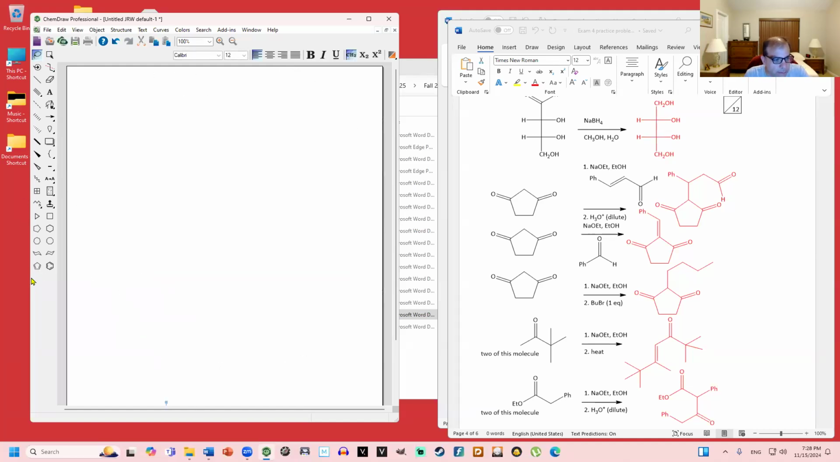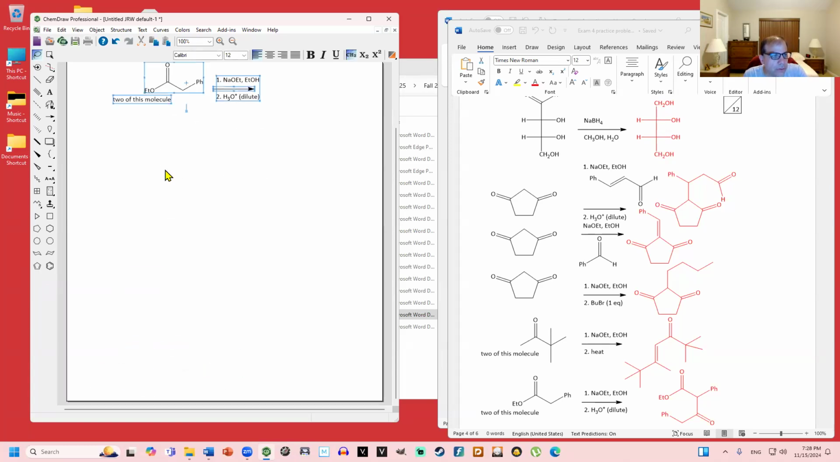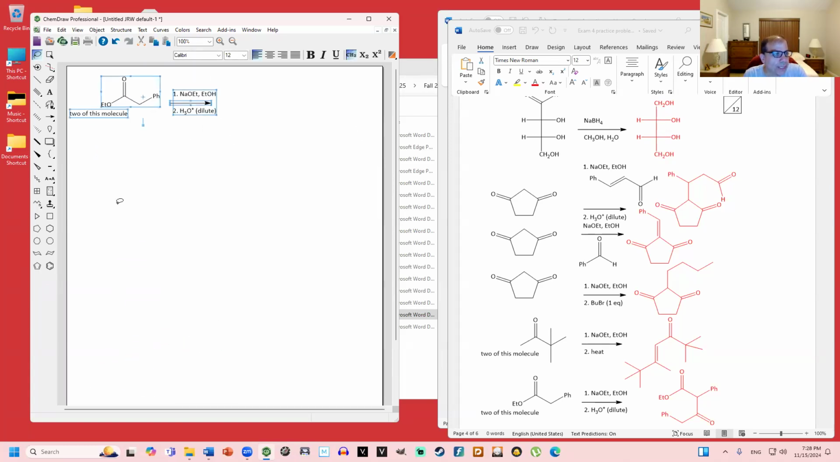And then, last but not least, we're going to do something real similar, except it's going to be a Claisen condensation reaction, a Claisen self-condensation, using two of the same molecule. So in the first step, our base, which is in this case ethoxide, will pull off one of the alpha protons.